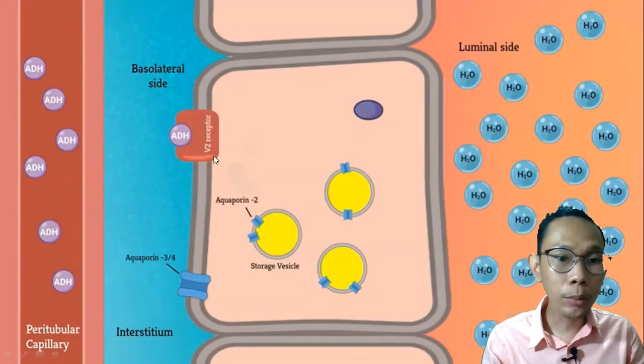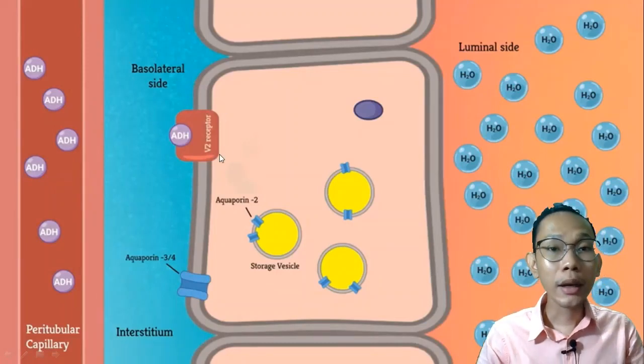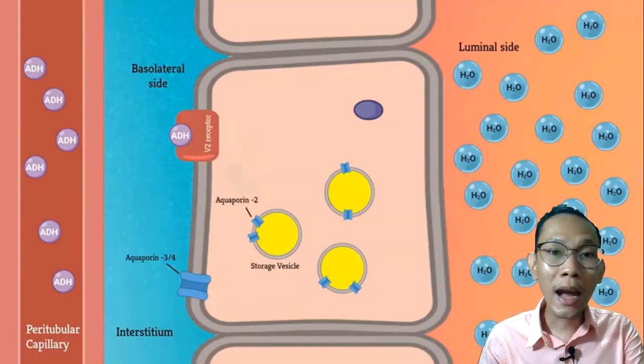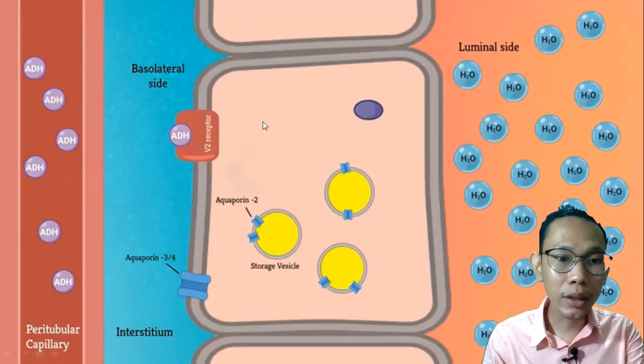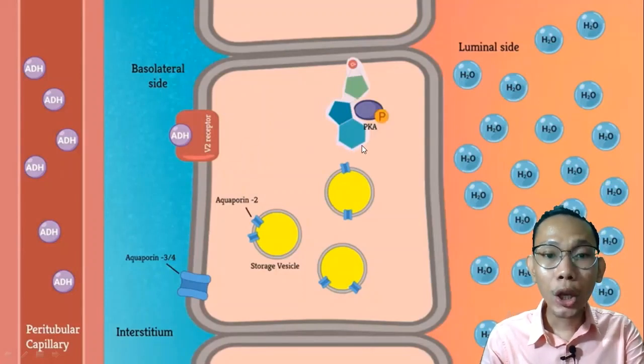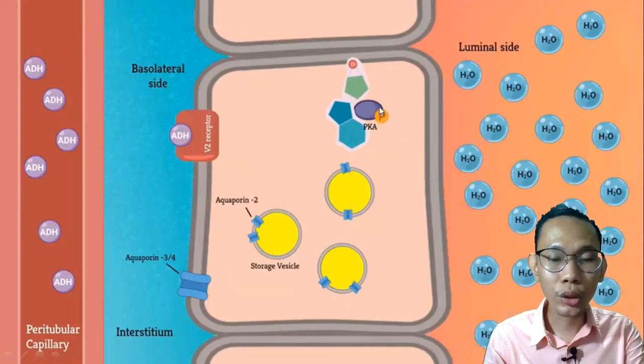Your antidiuretic hormone will now attach to your V2 receptor. Remember, your antidiuretic hormone has two receptors: V1 in your blood vessel and V2 in your kidney. So when your antidiuretic hormone is attached to your V2 receptor, your cAMP will be increased. There will be increased production of your cAMP. Your cAMP will now go to your protein kinase A to activate it via phosphorylation. Once PKA is activated, it will activate your storage vesicle to insert aquaporin 2 towards the luminal side of your cell.